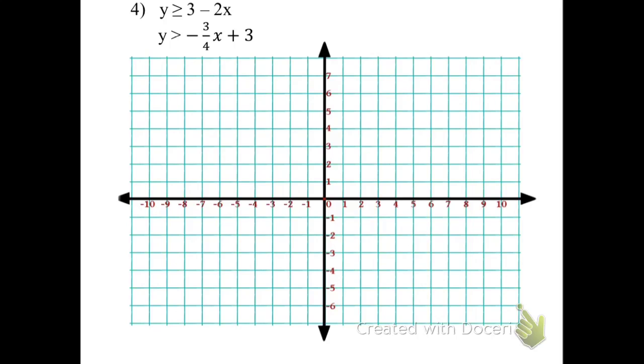We're going to move on to number 4. Again, we're going to graph the first inequality in red. The number not with x is the y-intercept. That's 3, so I'll put a point there at 3. It has a slope of negative 2, so that's negative 2 over 1, a rise of negative 2 and a run of 1. So I'm going to go down 2, right 1 to get another point. Down 2, right 1, down 2, right 1.